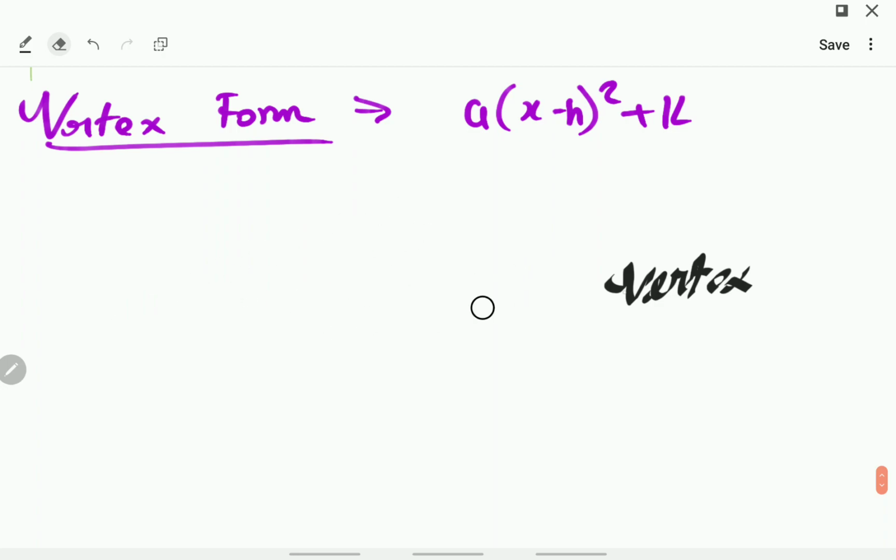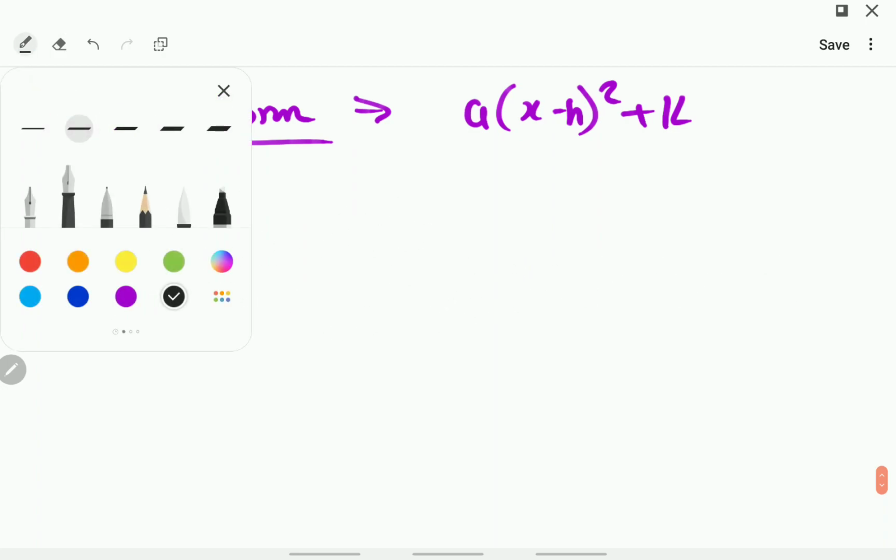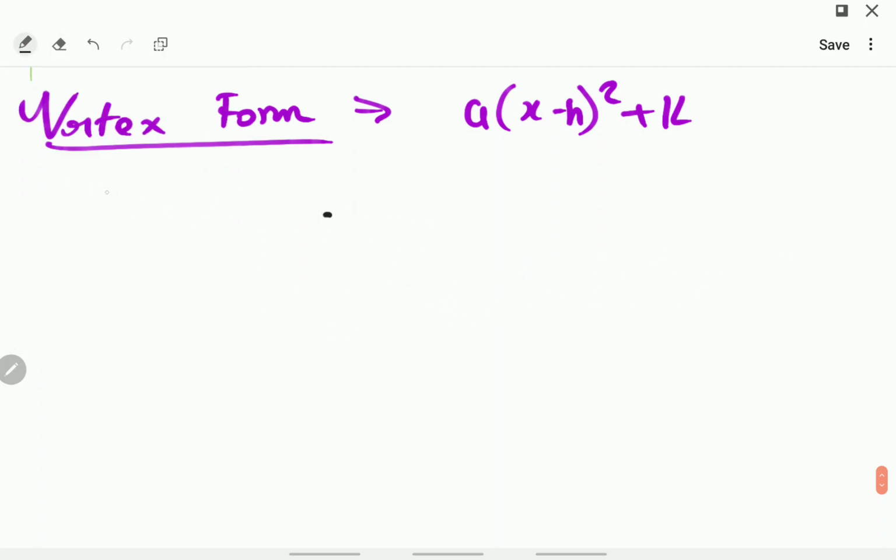So let's go on about how we solve. I don't know, guys, I'm just having too much fun with these marker points that we have.